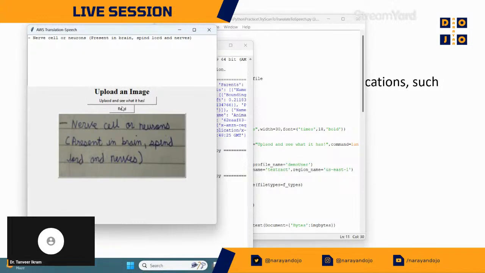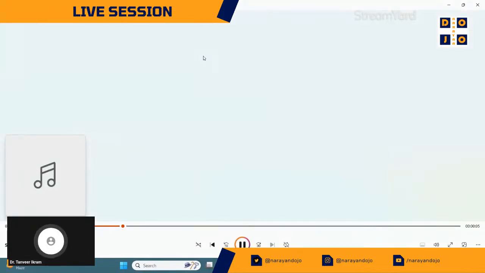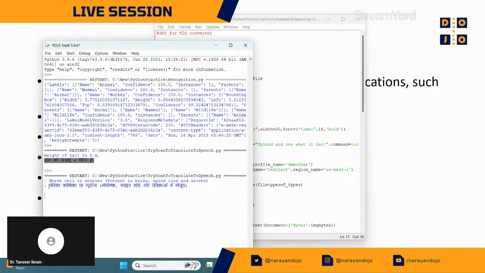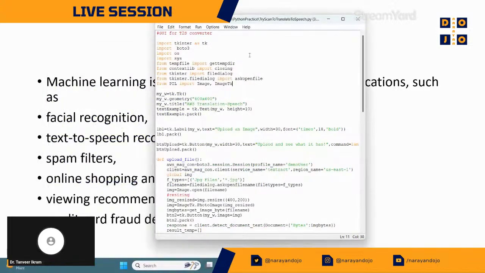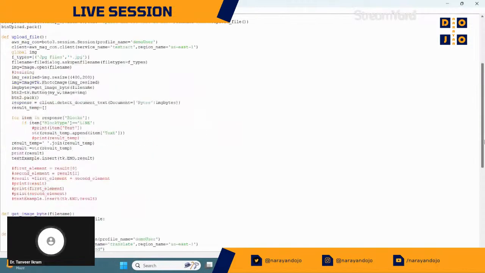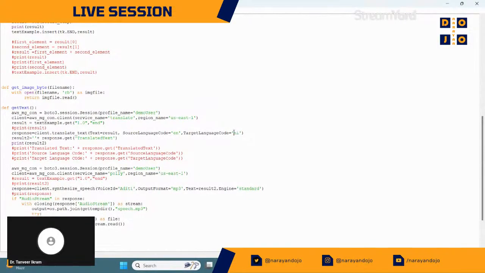Okay, now let me read this. तंत्रिका कोशिकायां न्यूरॉन्स मस्तिष्क स्पाइन लॉर्ड और तंत्रिकाओं में मौजूद. Okay, so you see here, it has translated this into Hindi. So we can do it in many languages, like hundreds of languages. We can do the translation. What we have to do is just change things here in the program. You see here it is Hindi. I can change it into other languages also, any language, French, German, Italian, and the voice here is of Aditi. This is already programmed.